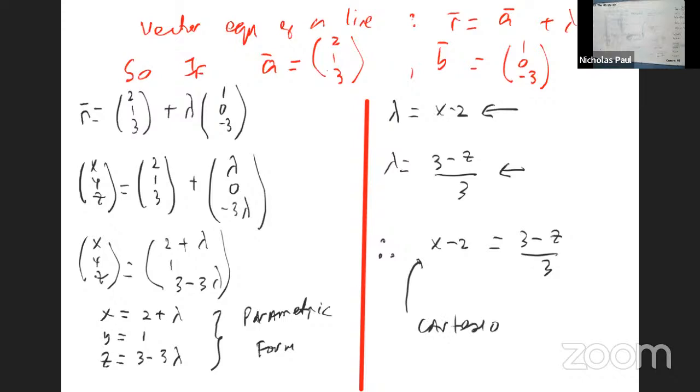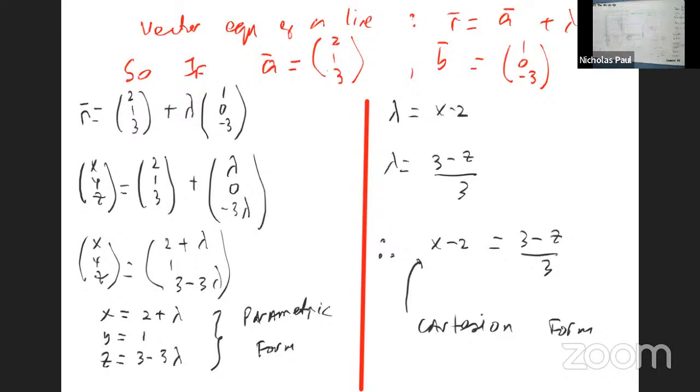Cartesian is only x, y, and z. Parametric has lambda in it. Vector has i, j, and k in it. Are you okay with that? So take a little look. There's the example. Note, go ahead. That's basically how you go from one form to the next.